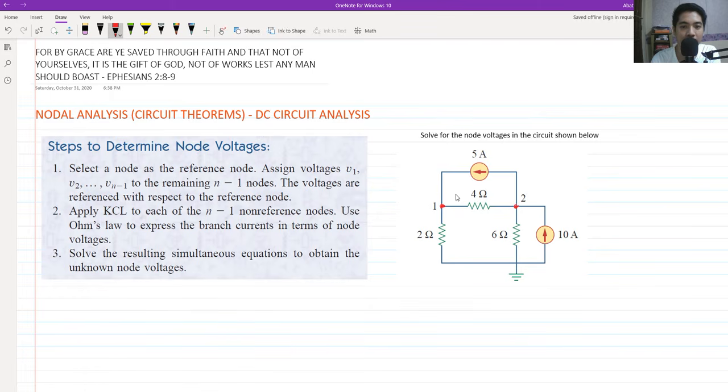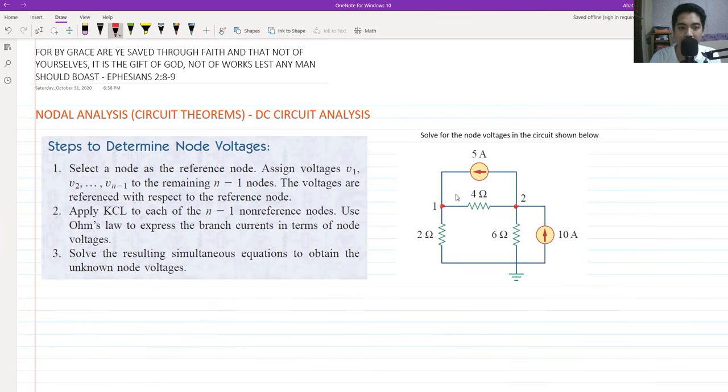If we have already assigned the node voltages, V sub 1 and V sub 2, number 2 is to apply KCL to each of the n minus 1 non-reference nodes. Use Ohm's law to express the branch current in terms of node voltages. So we will be applying KCL on each node, analyzing the currents entering and leaving. For number 3, solve the resulting simultaneous equations to obtain the unknown node voltages.